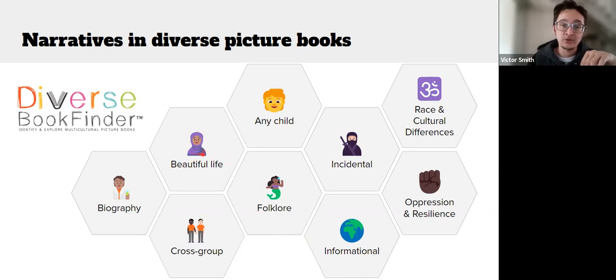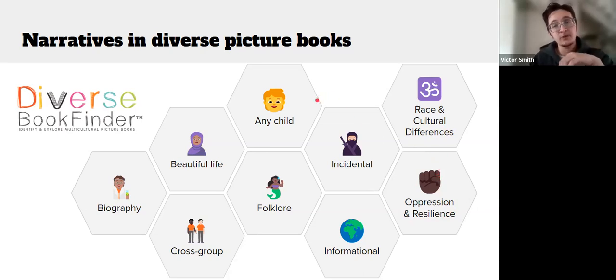So I included an emoji with a hijab because normally when we have characters with hijabs, those books tend to make it a plot point. Biographies, meaning about famous people. Cross-group interactions where more than one racial group are interacting. It doesn't just mean white and another racial group, but that tends to be the one that is most represented. Race and cultural differences. Oppression and Resilience are books that specifically address injustice and racism.